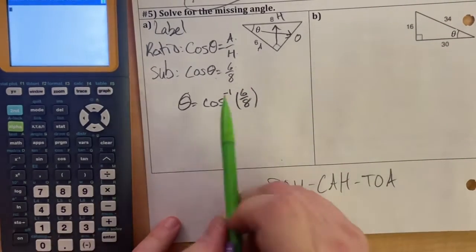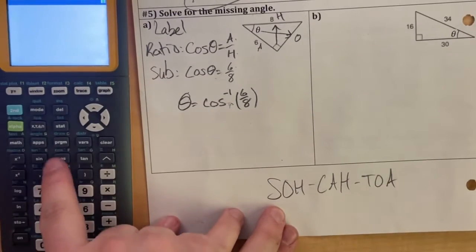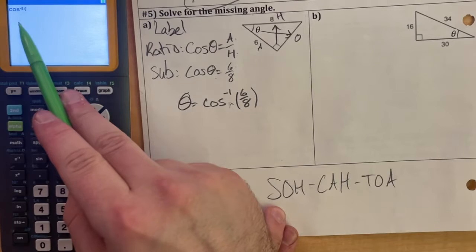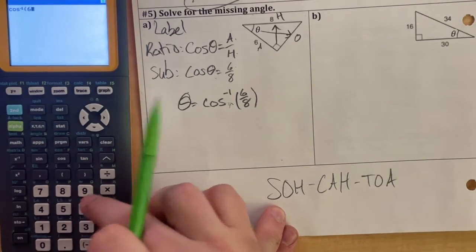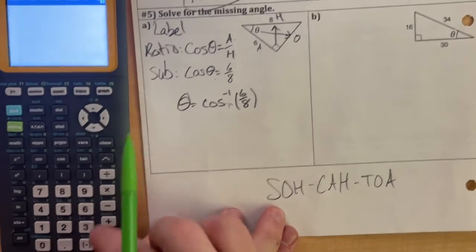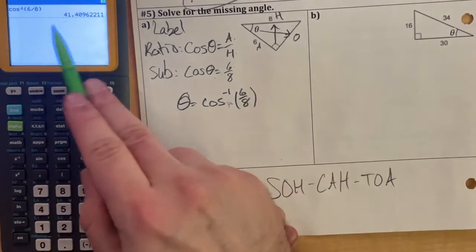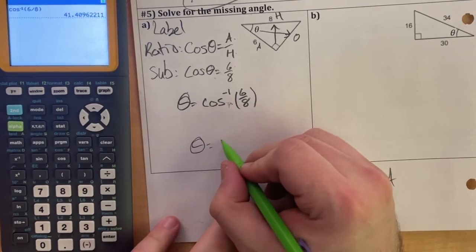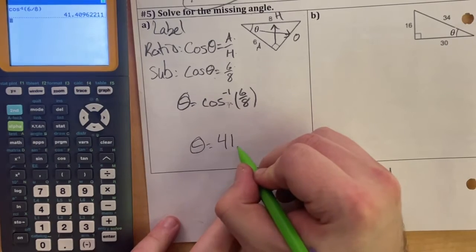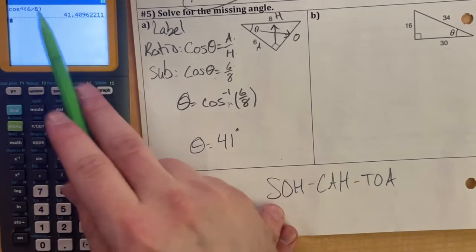So again, to get this trig function, I just hit second and then cosine, and you notice that it comes up exactly as we need. So I have cosine to the negative 1 power, and I have 6 over 8 as my ratio. And so this answer is going to be in degrees, which is why it's such a large amount. So I'm going to say angle theta is going to be about 41 degrees.